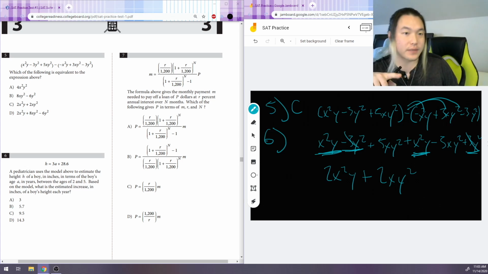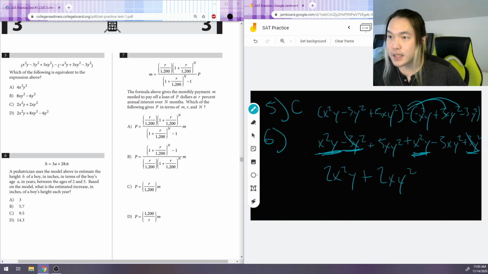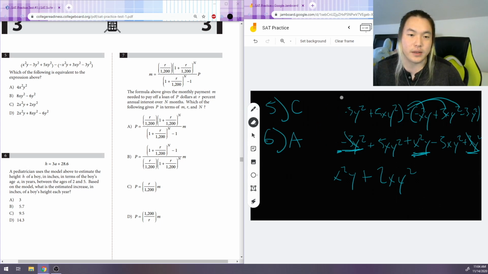Okay, so this is actually very similar to question 4. So here they're asking for the estimated increase in inches per year. That's a fancy way of saying slope. So the correct answer here is A. Yeah, because 3 times a, 3 is being multiplied to the variable, 3 is the slope, 3 inches is exactly the estimated height increase per year.